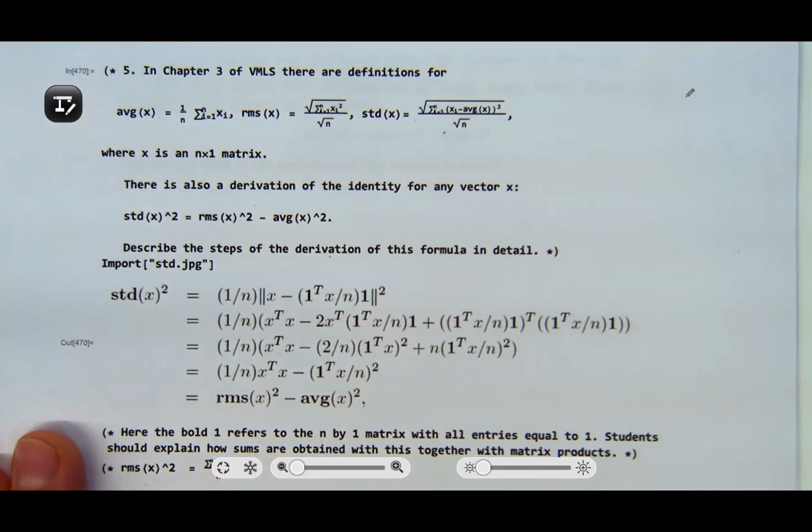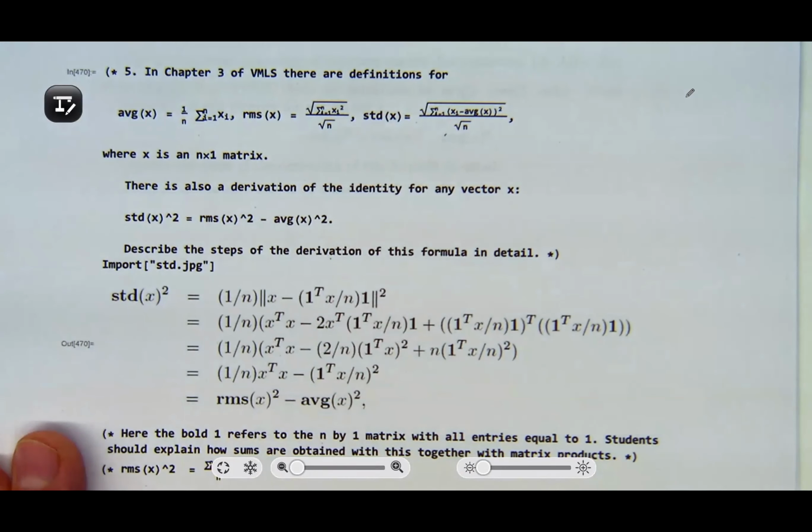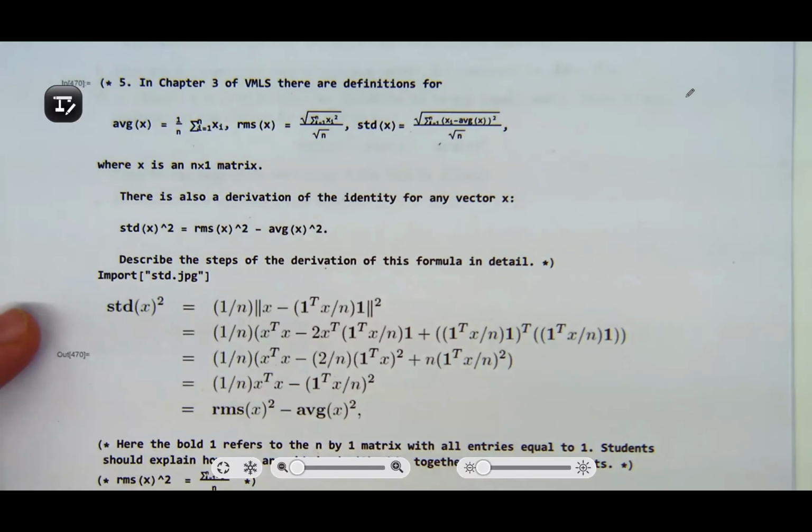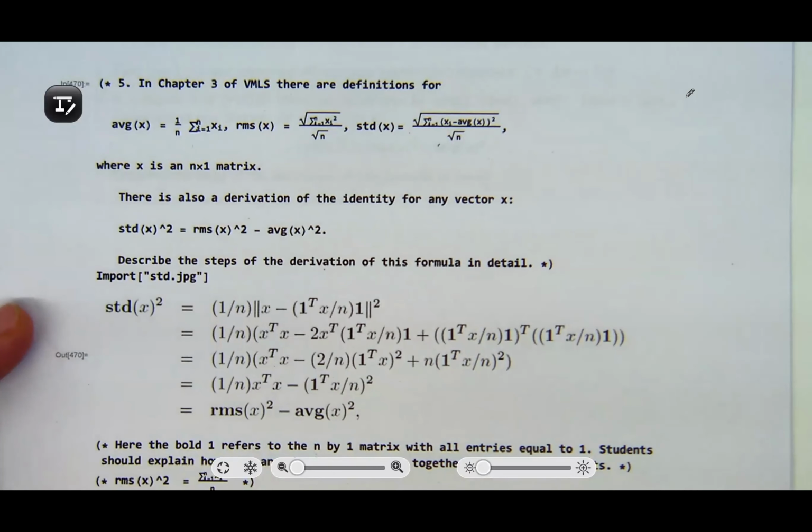So great. Okay, so that's standard deviation. X is an n by 1 matrix. I point that out because it's just a column vector, right? But it might help you think about the way everything's set out, okay? So there's a derivation of this identity, and it's right here. That's part of that book. So let's have a look at it.